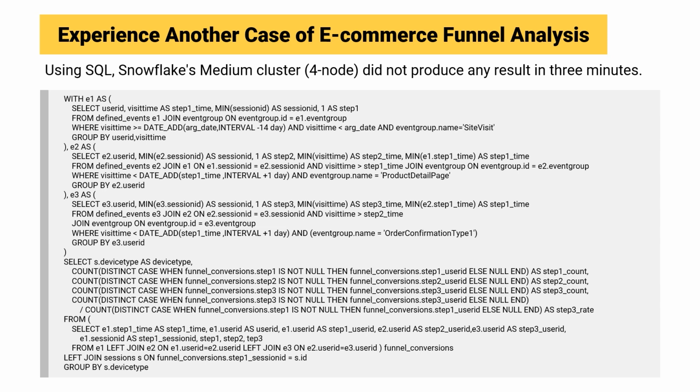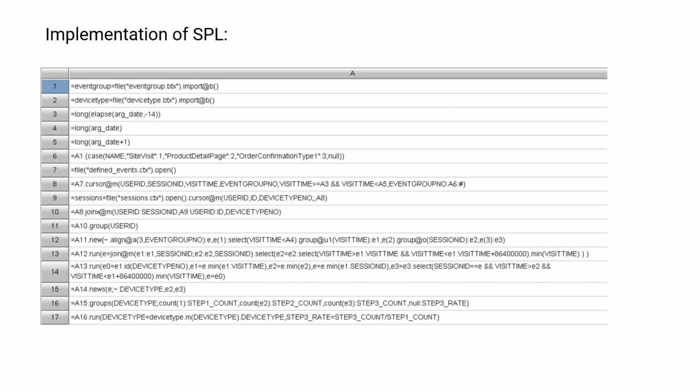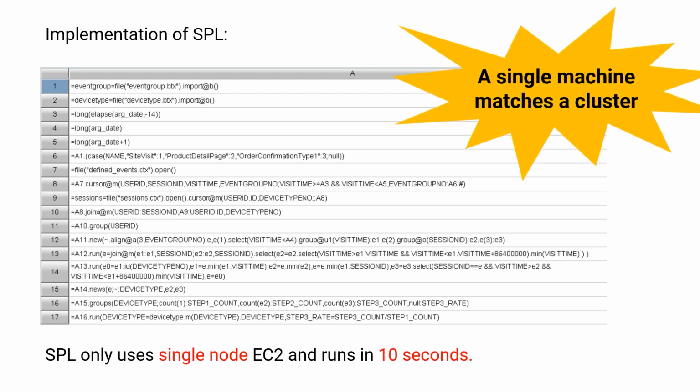Here we provide an example of a 3-step funnel analysis, where after implementing it in SQL, we cannot get a result after running for 3 minutes on the medium cluster, 4-node, of Snowflake. After implementing it using SPL, it only took 10 seconds on a single node to run, achieving the aforementioned effect with less hardware and faster performance. Running at a speed of 300 km per hour doesn't necessarily require high-speed trains like the MPP database, but a family sedan like the Esprit SPL can also be used.